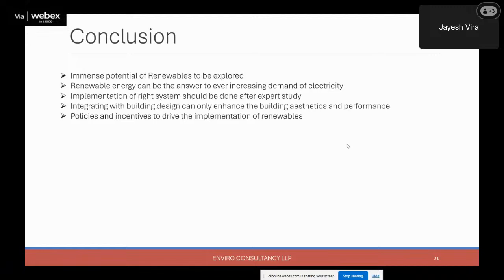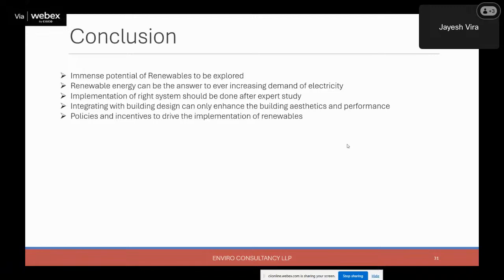To conclude, I would say there is immense potential of renewables that we need to explore, and it can be an answer for our increasing demand for electricity. However, implementation, especially of wind turbines, should be done after careful study. Even for solar, you should study the shadow analysis so that whatever installations you are doing, you get the maximum out of it. Integrating with building design will not only enhance the aesthetics but also the performance. Of course, as a result, you may design an iconic building which becomes a benchmark.